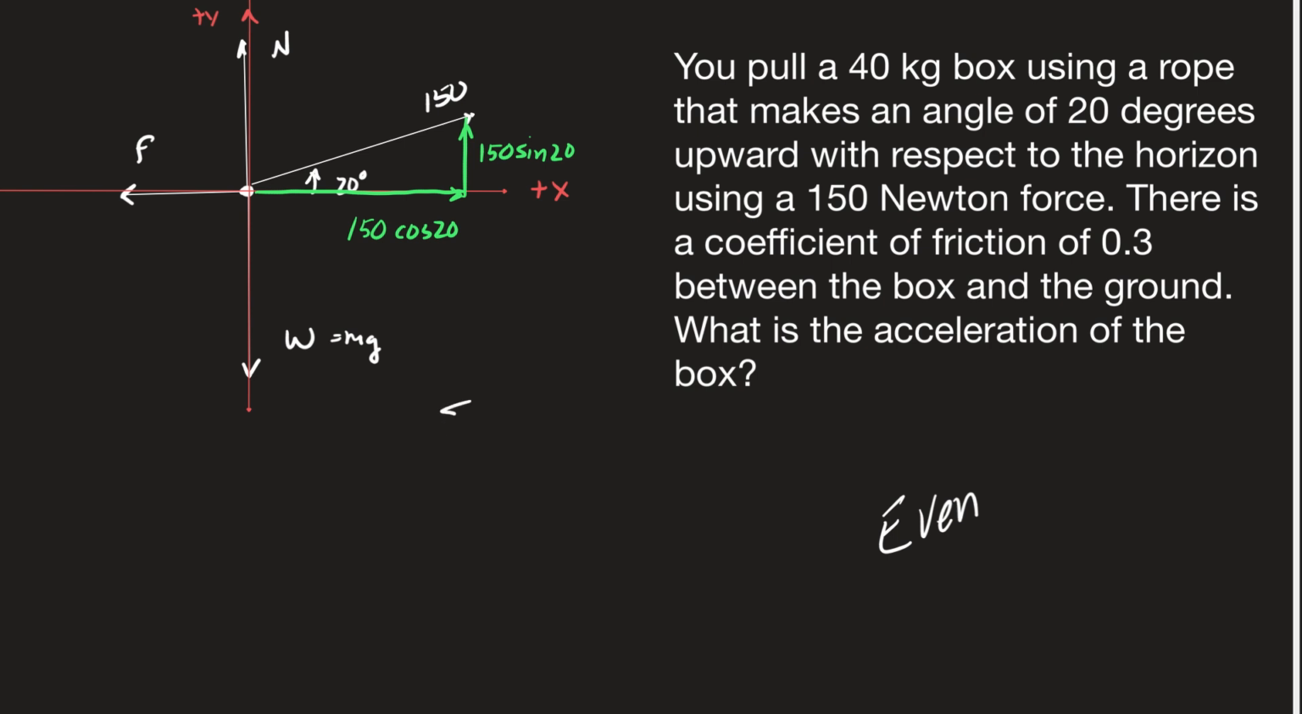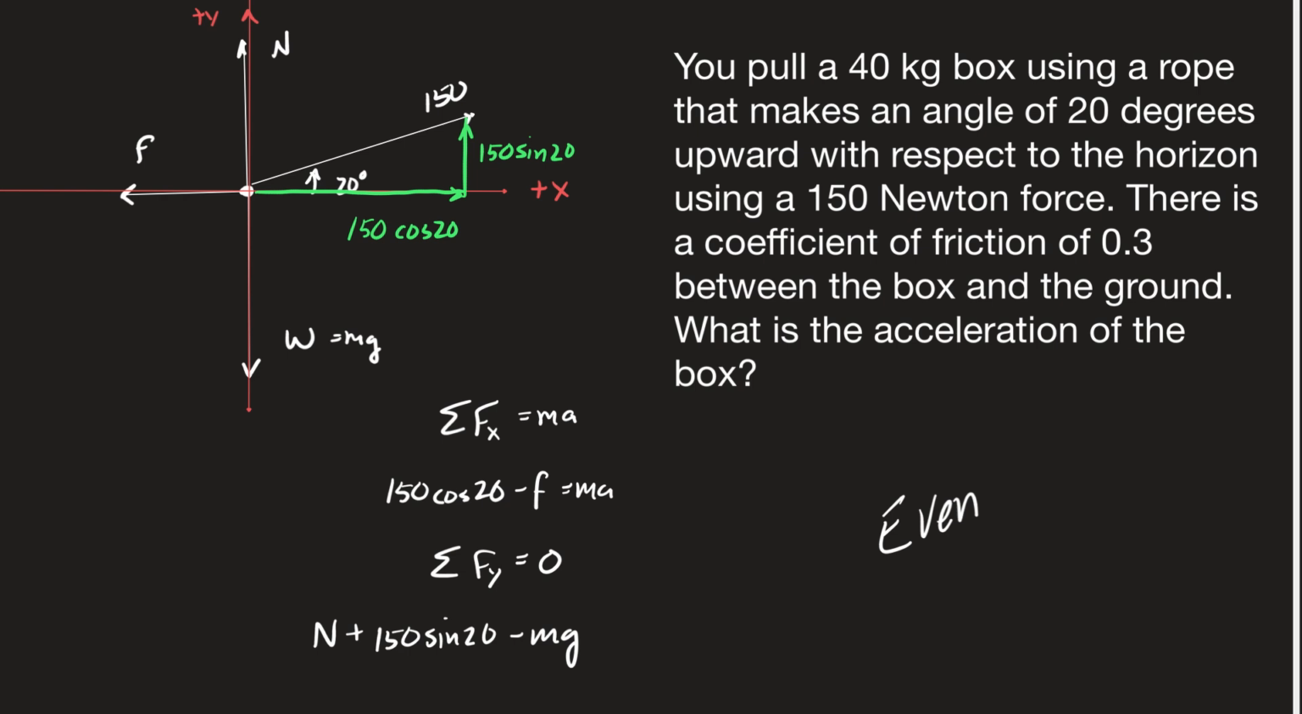All right. I wanted to see a clear net force in the x direction equals ma, net force in the y direction equals 0 kind of formulation. In the x direction, I have just two forces: 150 cosine 20 minus friction equals ma. In the y direction, there's three forces, two of them up, one of them down. So normal plus 150 sine 20 minus mg equals 0.